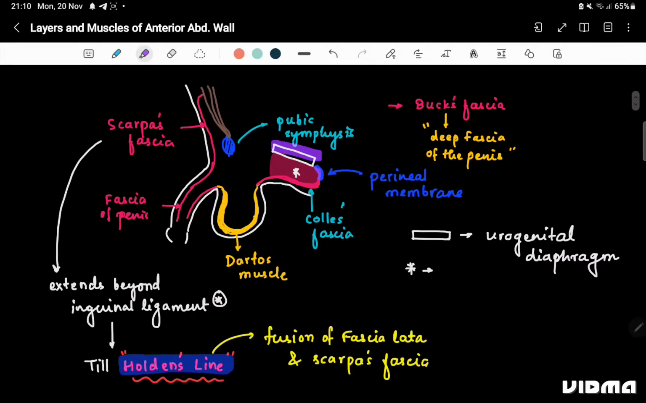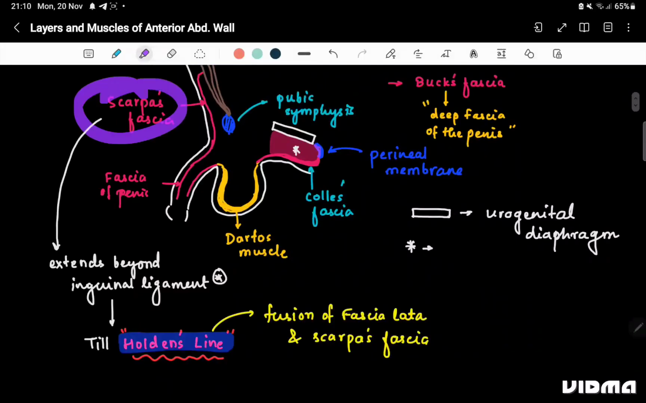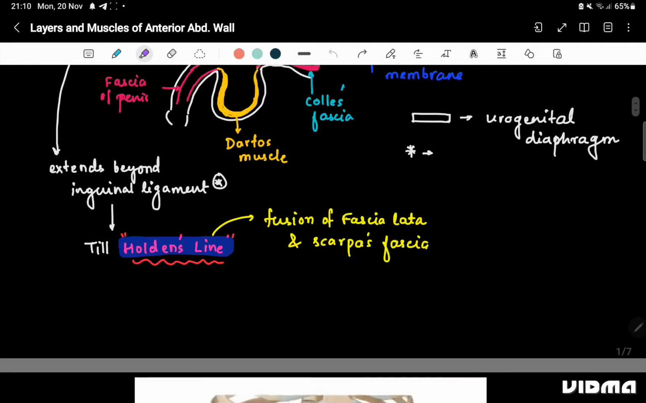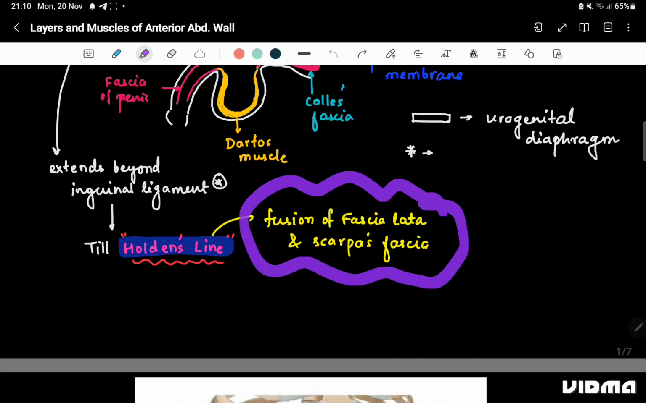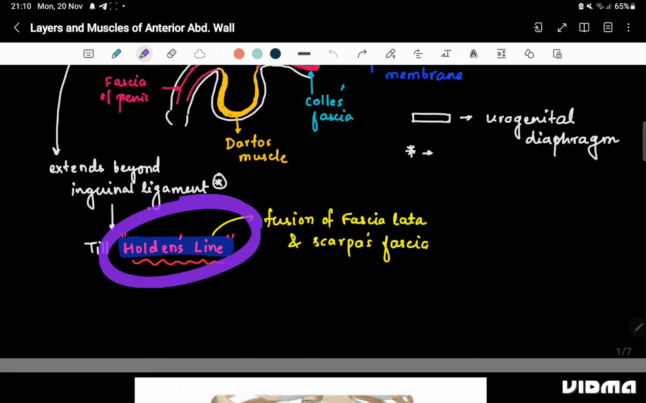Okay, this is your urogenital diaphragm, and you know about this, the deep perineal pouch, superficial perineal pouch and all. And this Scarpa's fascia extends beyond your inguinal ligament till Holden's line. What is Holden's line? The fusion of fascia lata and Scarpa's fascia. It is the fusion point of fascia lata and Scarpa's fascia. It is called Holden's line.